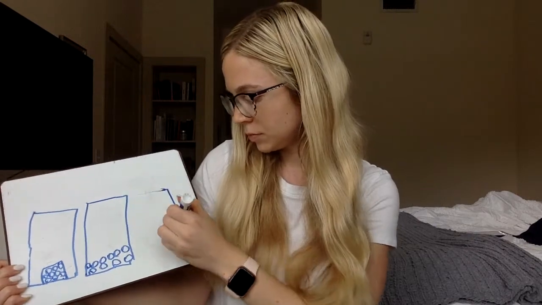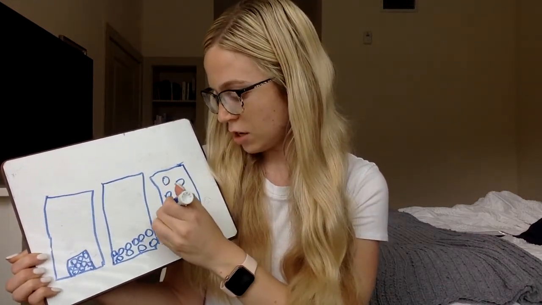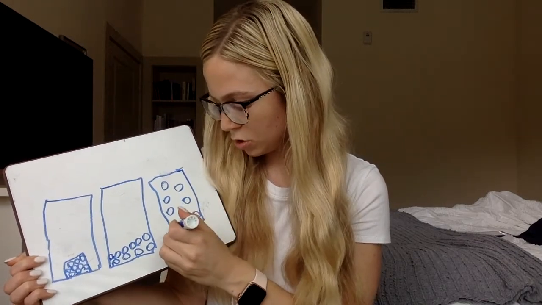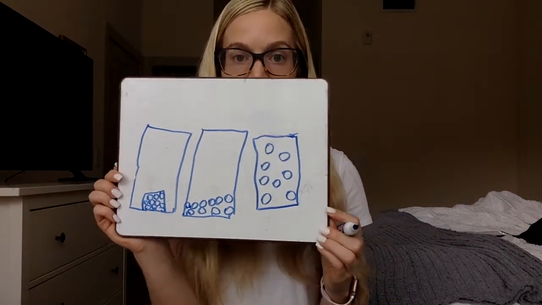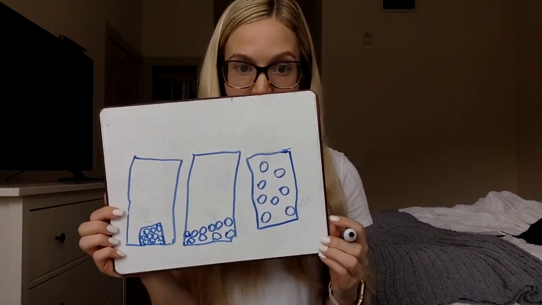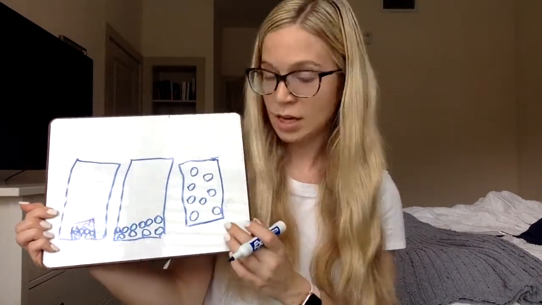Lastly, I'm going to draw a container, and inside this container, I'm going to draw gas particles. Gas particles take on the shape of their container, and they take on the volume of the container. So I'm going to draw gas particles all throughout this container, very loosely packed. So we have our solid, our liquid, and our gas. Those are the three states of matter that we're covering today.